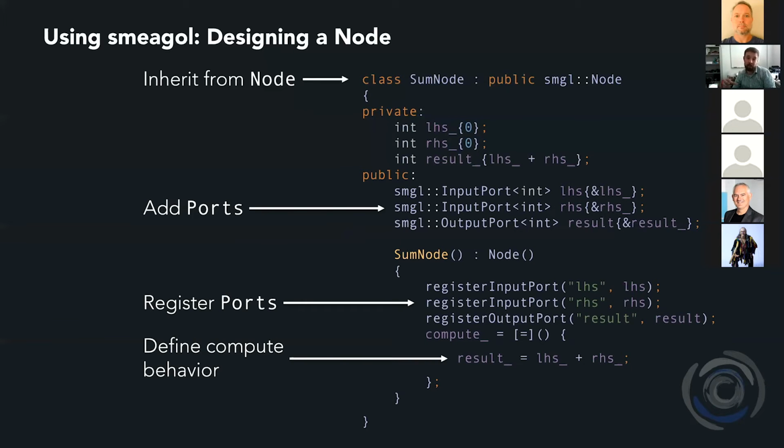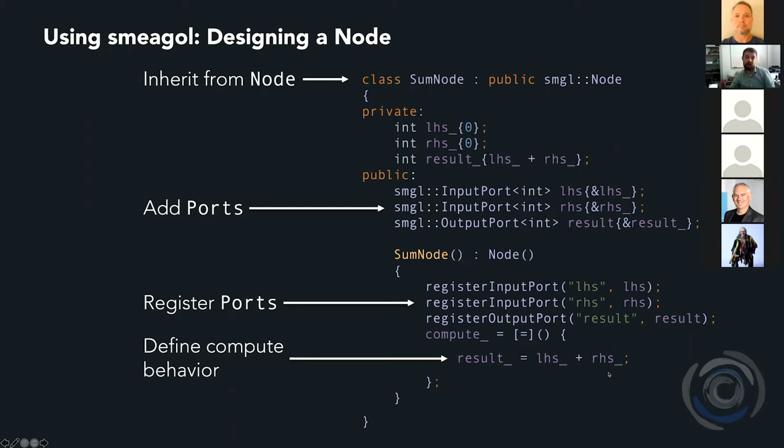And then we're going to define our compute behavior. Compute is actually a protected member of the node class, and it is a standard function that takes no arguments and returns void. So as long as it doesn't require arguments, you can do any sort of function you want. You can assign any sort of function to this that you want. In this case, I'm doing a lambda function where I take the context of this class and I assign to the result the left-hand side and the right-hand side. And that's sort of what our computation means for this.